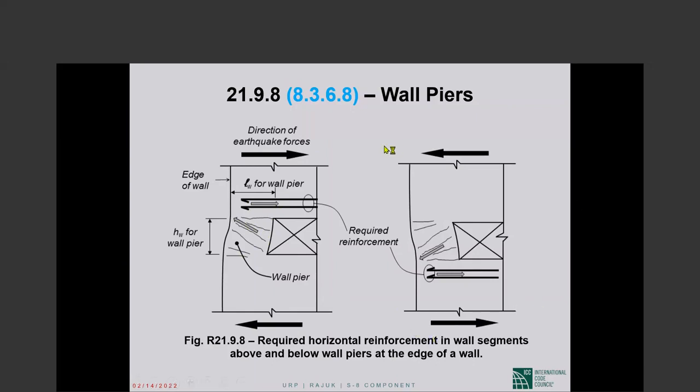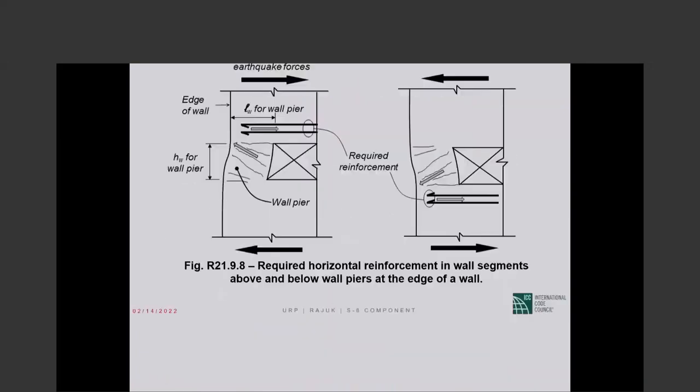When the earthquake direction reverses, there will be diagonal compression in the wall pier in this direction now, as shown in the picture. Now there will be tension below the opening, and we must have tension reinforcement to resist that tension. So because earthquake direction is reversible, we must have reinforcement above the opening and below the opening. And that is a requirement of ACI 318.